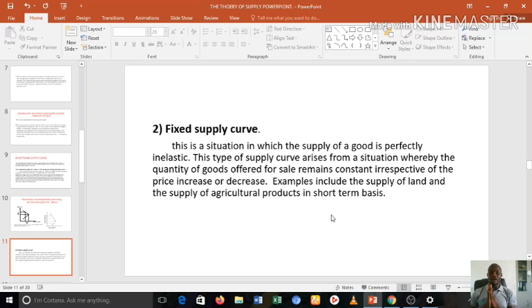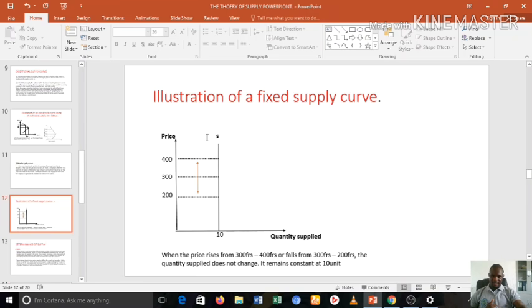So the supply for agricultural products is constant, while the supply for land is also what? Constant. So these two scenarios lead to what? A fixed supply curve. The supply for land and the supply for agricultural products make the supply curve fixed, meaning that supply is constant despite the changes in what? Despite the changes in price. This is an illustration for a fixed supply curve.